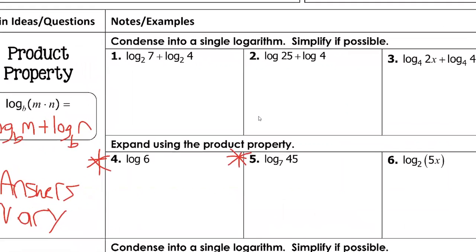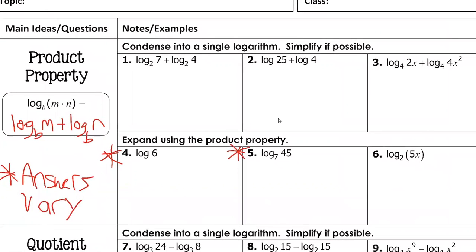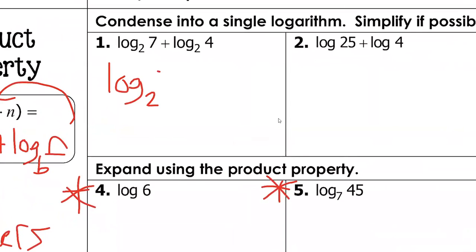So to condense a logarithm, the idea is using this property. Remember, if you have two things added together, you can just multiply them together in a single log. So you keep the same base, so it'd be log base 2, and you would just take 7 times 4. So this would be log base 2 of 28.